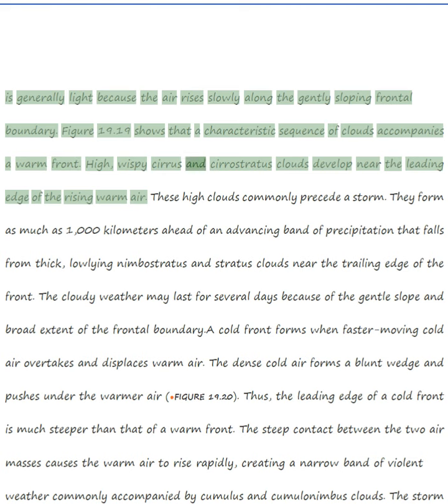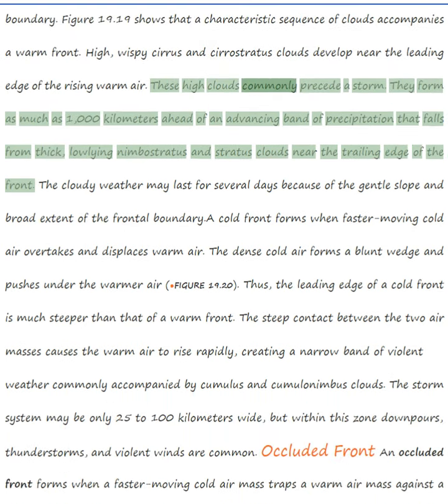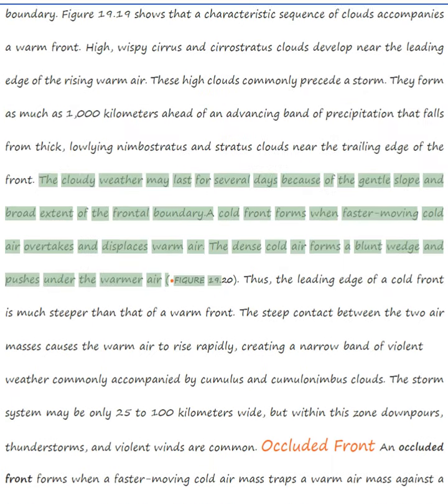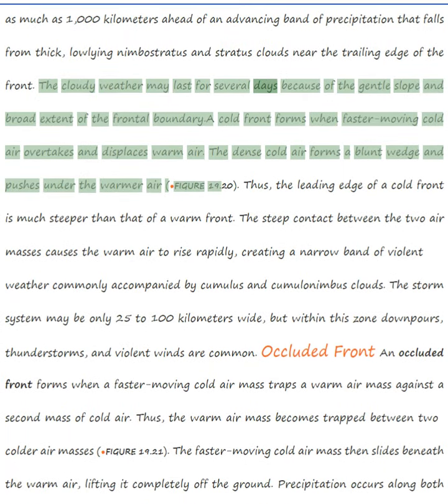High, wispy cirrus and cirrostratus clouds develop near the leading edge of the rising warm air. These high clouds commonly precede a storm. They form as much as 1,000 kilometers ahead of an advancing band of precipitation that falls from thick, low-lying nimbostratus and stratus clouds near the trailing edge of the front. The cloudy weather may last for several days because of the gentle slope and broad extent of the frontal boundary.